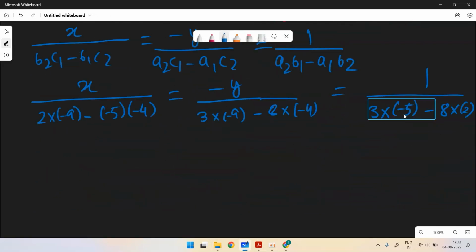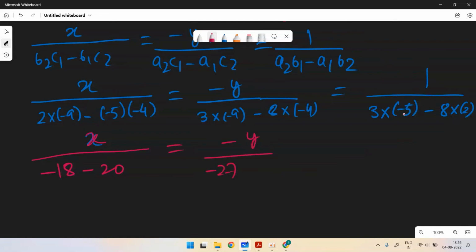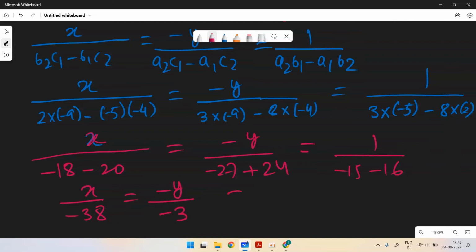If you solve this, x over minus 18 minus 20 equals minus y over minus 27 plus 32 equals 1 over minus 15 minus 16, so x over minus 38 equals minus y over minus 3 equals 1 over minus 31.